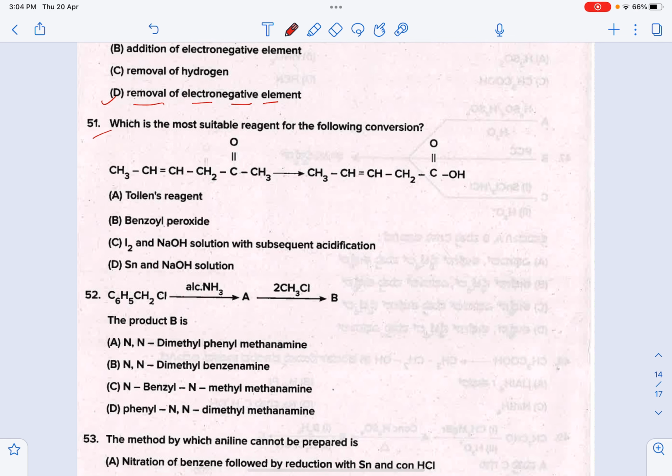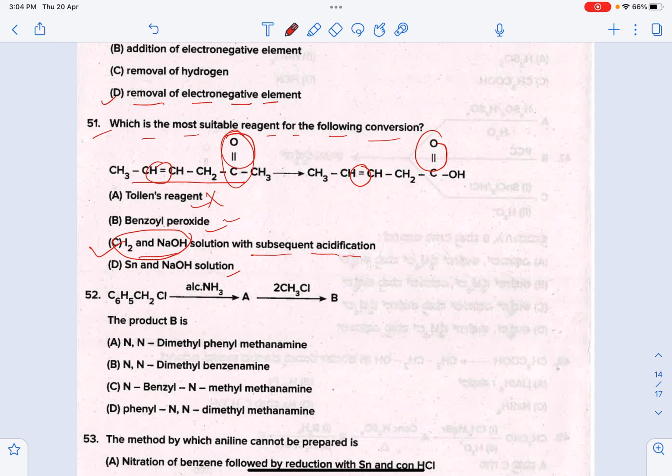Now question number 51: which is the most suitable reagent for the following conversion? Here there is a ketone group and also double bonds, and we are asked which reagent is suitable. The correct option will be C, iodine and NaOH, also known as iodoform solution, with subsequent acidification. Tollens reagent will not react with the ketone group. Benzoyl peroxide and SnOH will also not change the ketonic group.